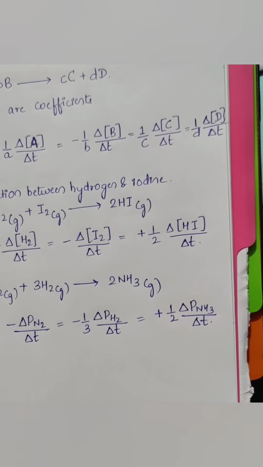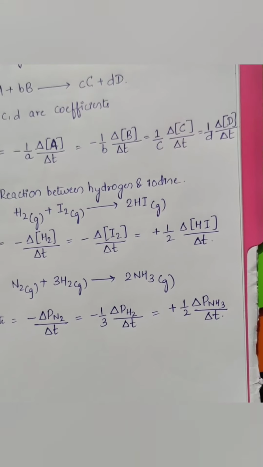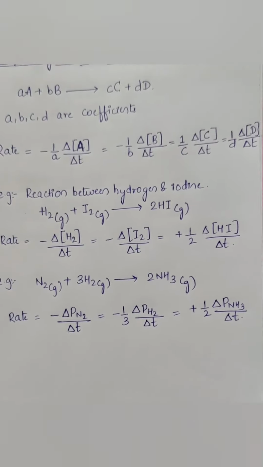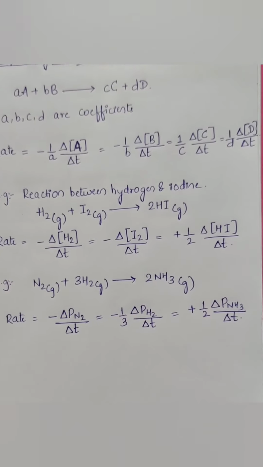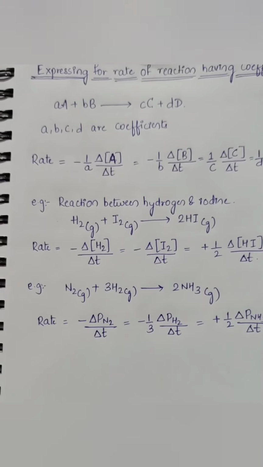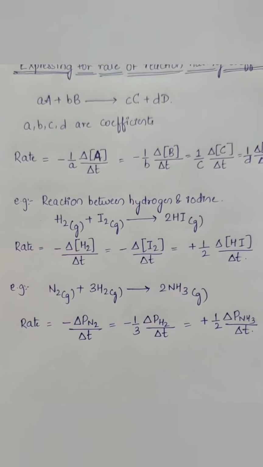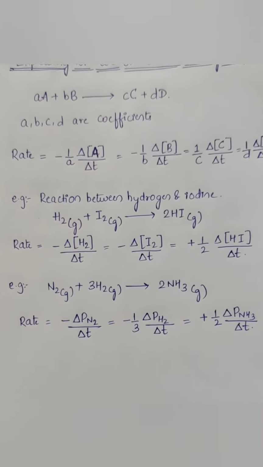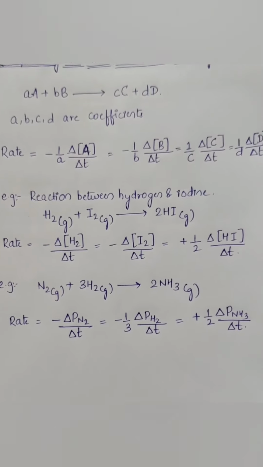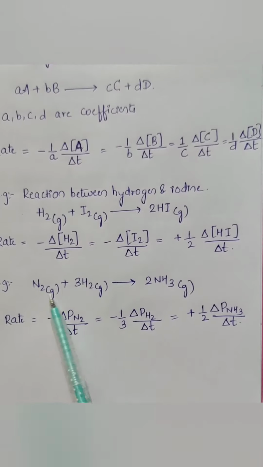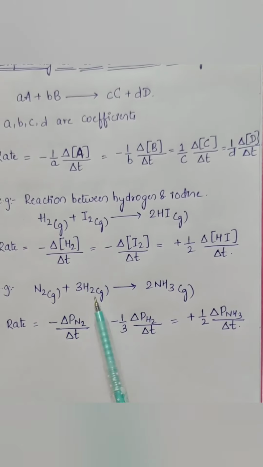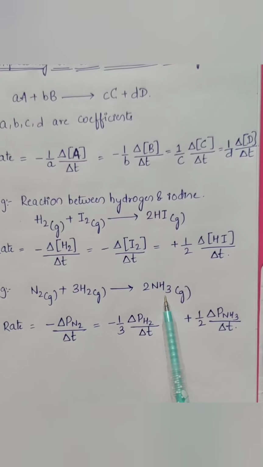If I want to write a gaseous reaction expressed in terms of partial pressures, whenever you have a gaseous reaction, you can also replace concentration by the partial pressure of the reactants and products, and we all know that partial pressures are directly proportional to concentration. So consider one more gaseous reaction, nitrogen plus 3 hydrogen reacting to give 2 ammonia.